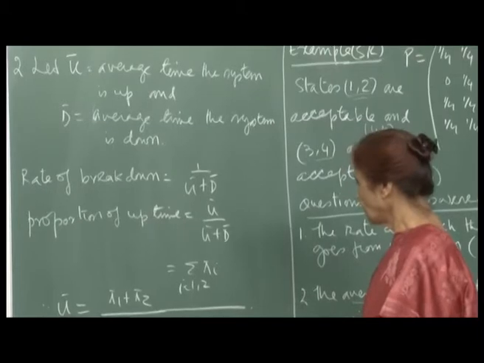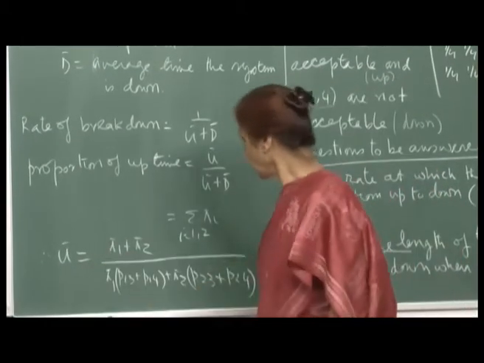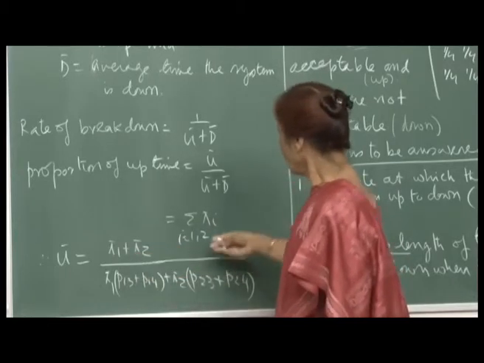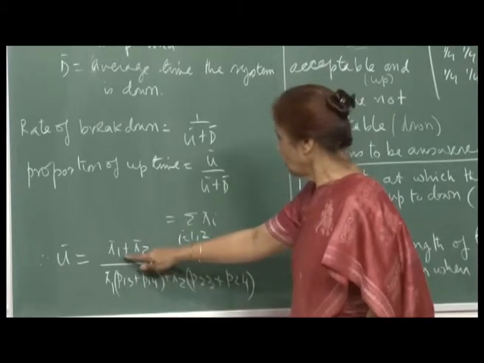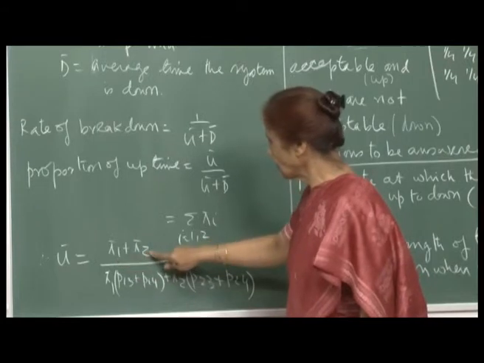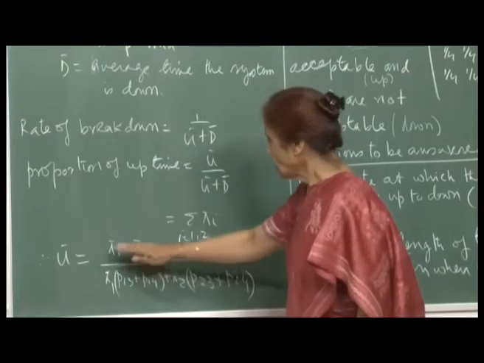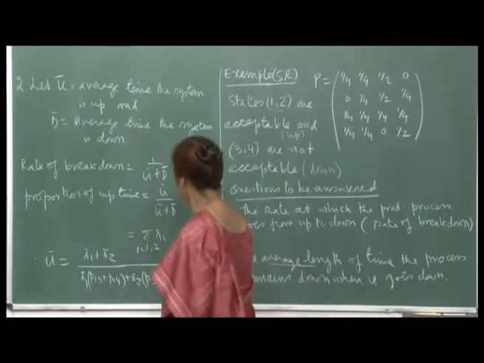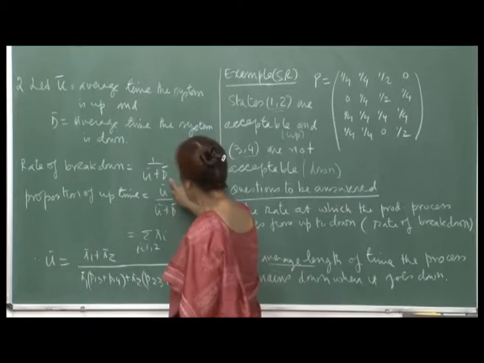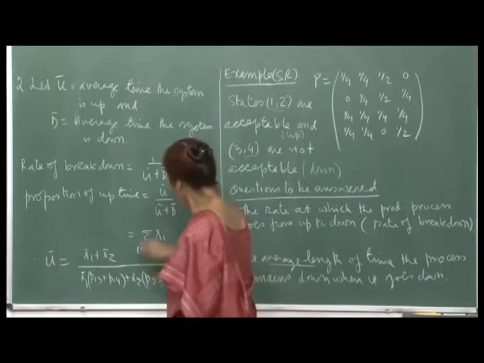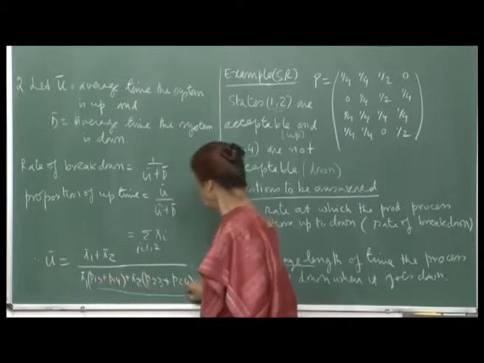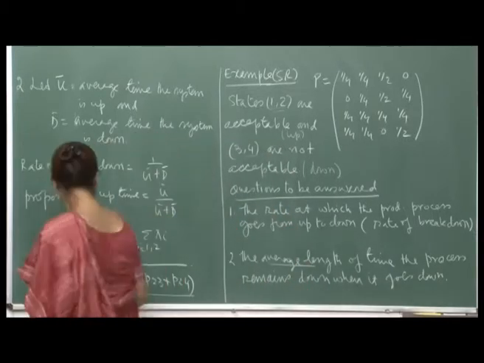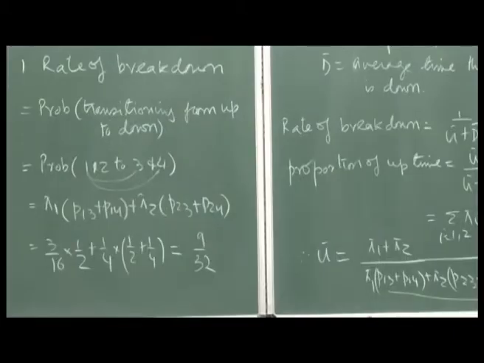Now, let us try to find out. So, the proportion of up time will be pi 1 plus pi 2, right. This is because you are either in state 1 or in state 2, that is when it is up. So, this is the probability of being in state 1 or state 2, and so this is the proportion of time, and this is your rate of breakdown, 1 upon u bar plus d bar, which we have already computed from here, right. So, that is this. Okay.